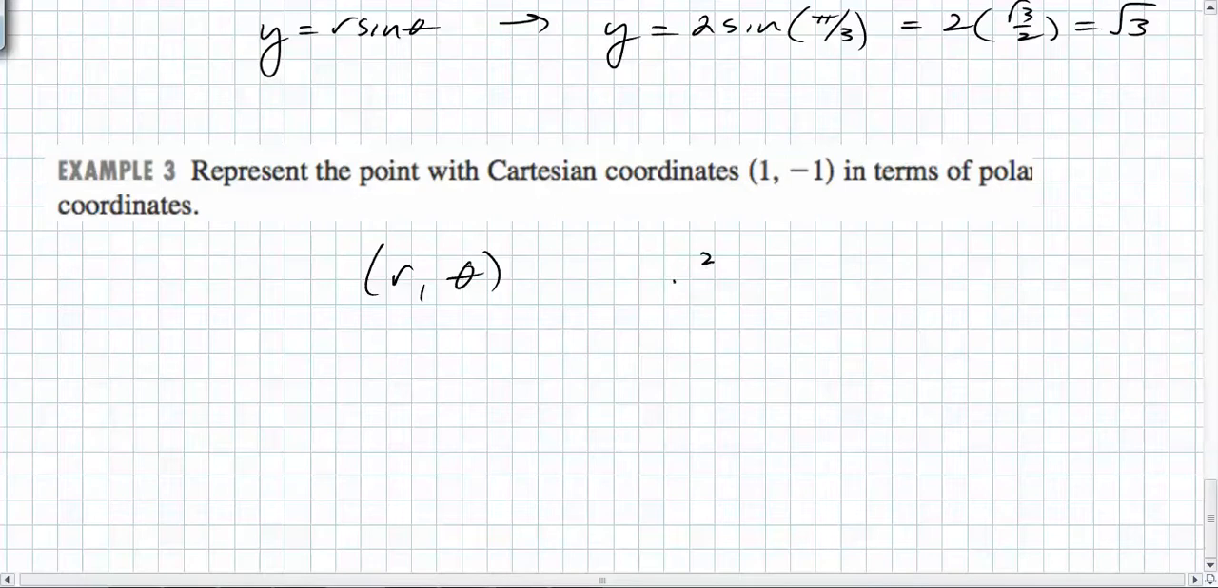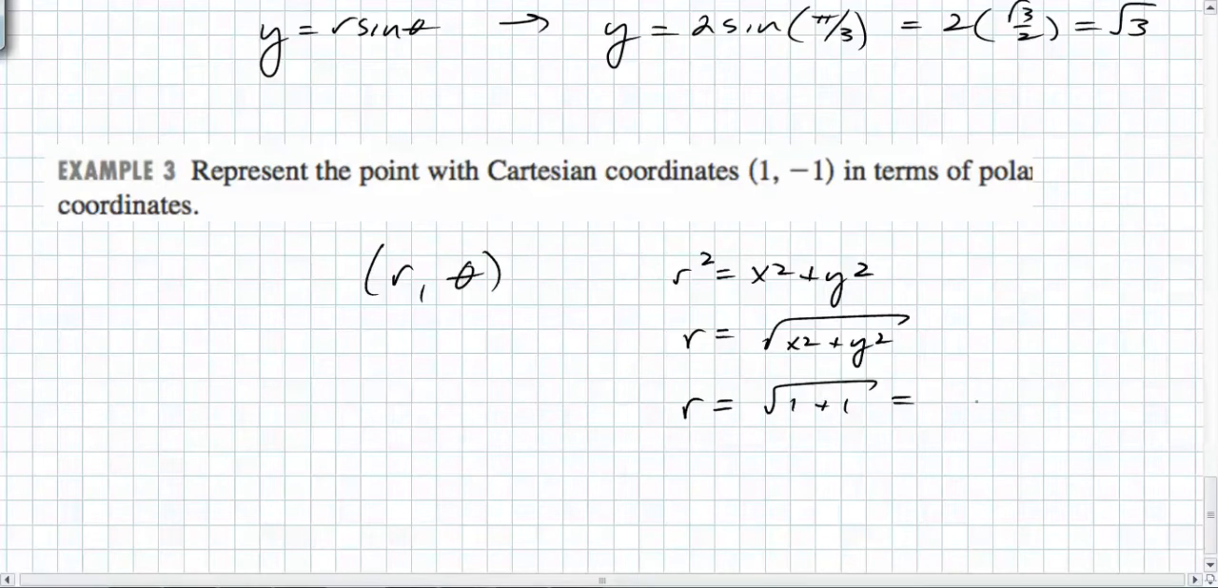Well, you know that r squared is going to be equal to x squared plus y squared. So r is equal to the square root of, and again, r is always, well, you can write r as being negative, that just reflects it, doesn't change it. So we have r equal to the square root of 1 plus 1. So you're right, r is equal to root 2. And we know going back 1 and down 1, just off the top of our heads, what's theta going to be?